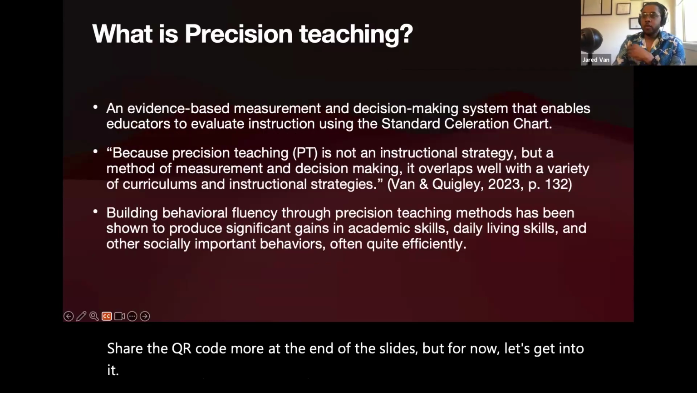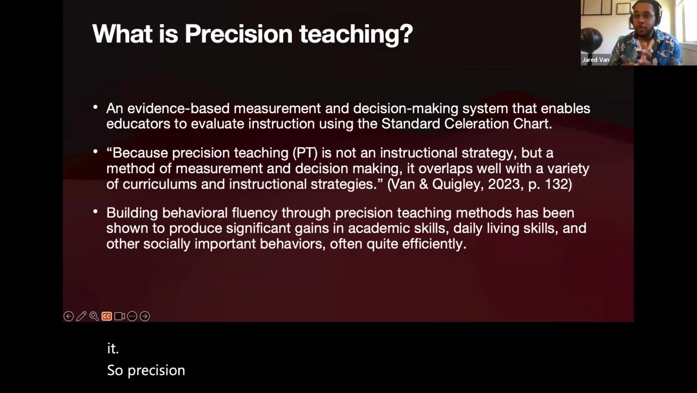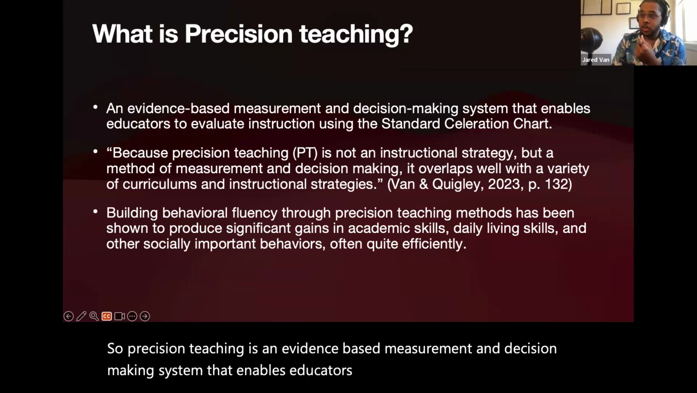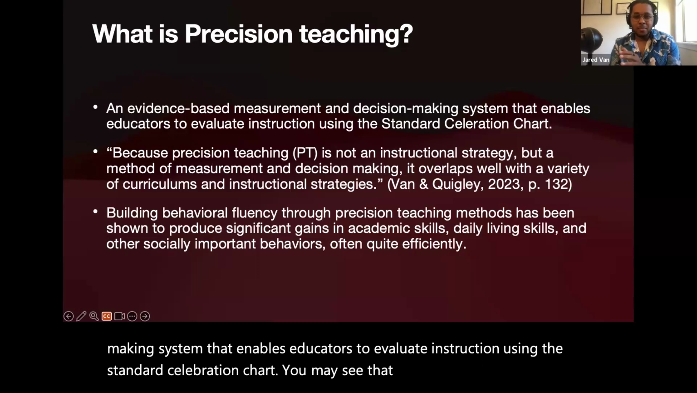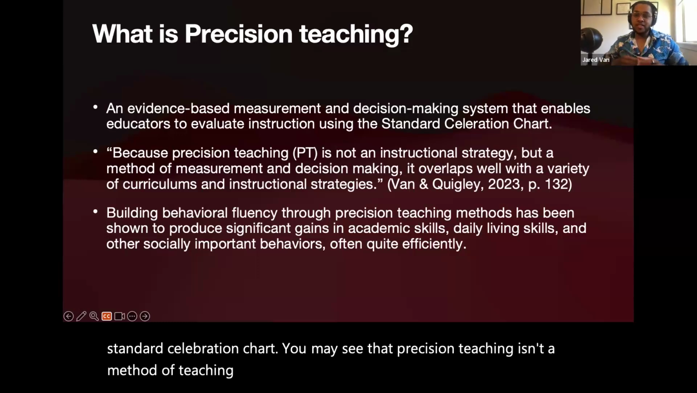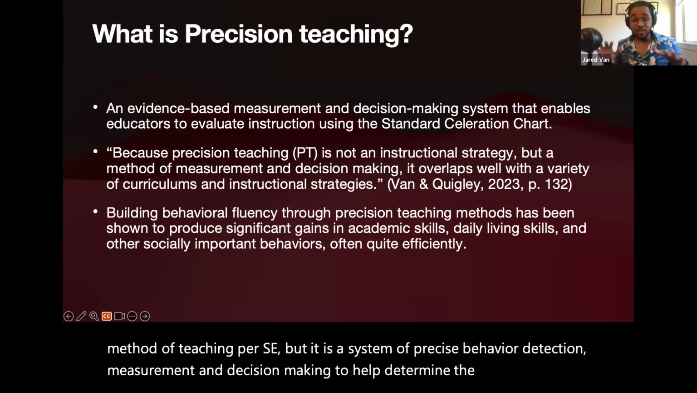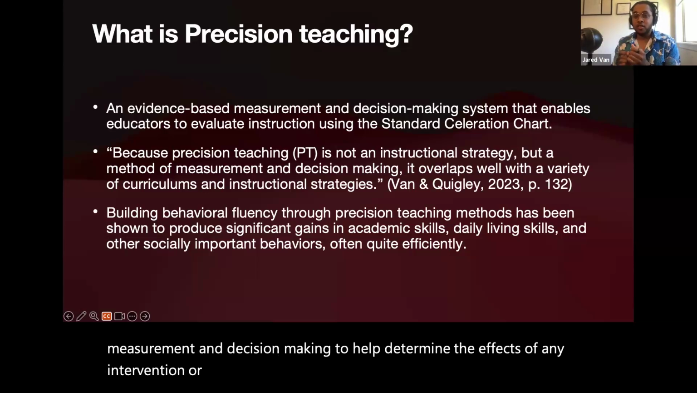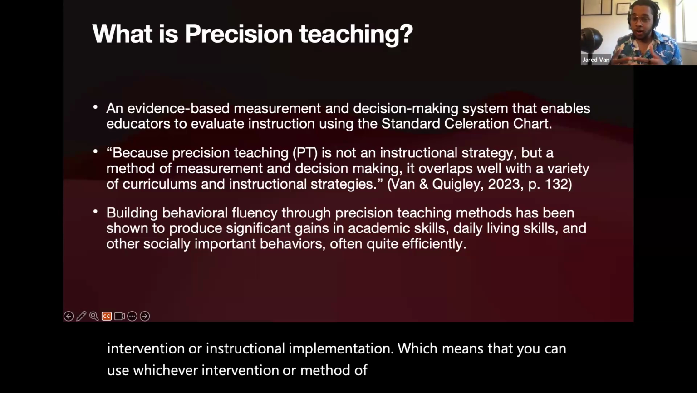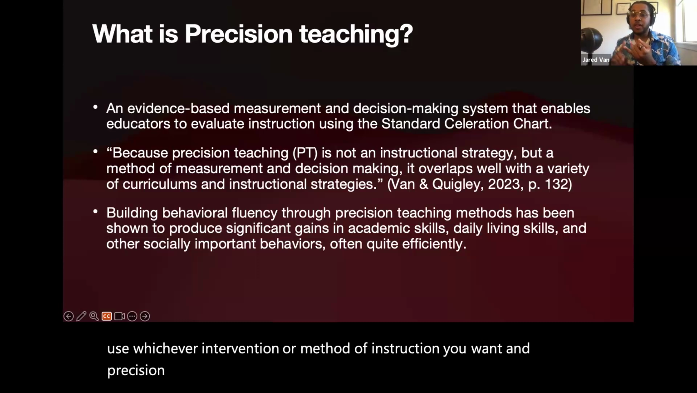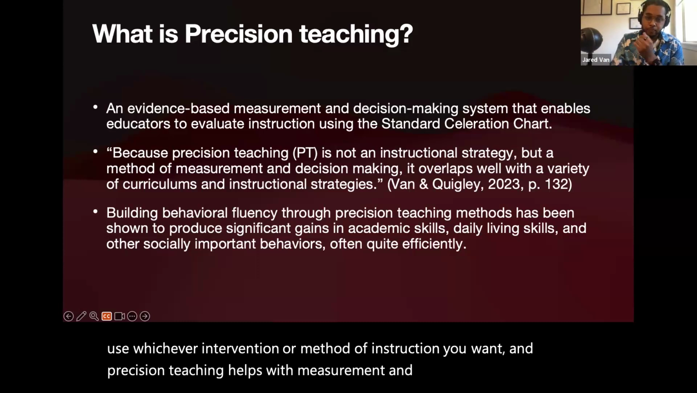So, precision teaching is an evidence-based measurement and decision-making system that enables educators to evaluate instruction using the standard acceleration chart. You may see that precision teaching isn't a method of teaching per se, but it is a system of precise behavior detection, measurement, and decision-making to help determine the effects of any intervention or instructional implementation, which means that you can use whichever intervention or method of instruction you want, and precision teaching helps with measurement and timely decision making.